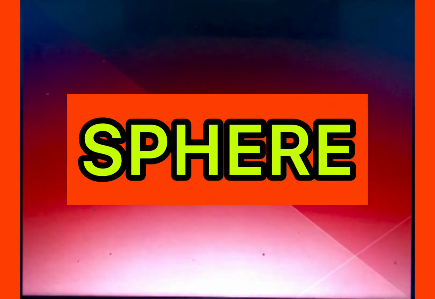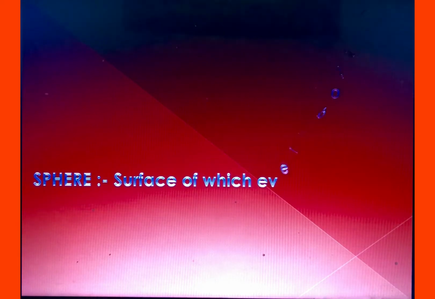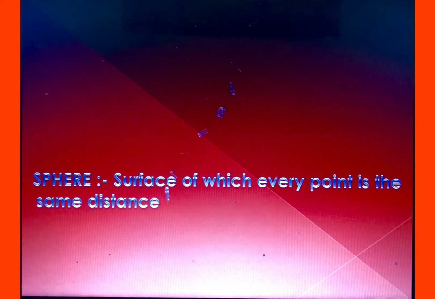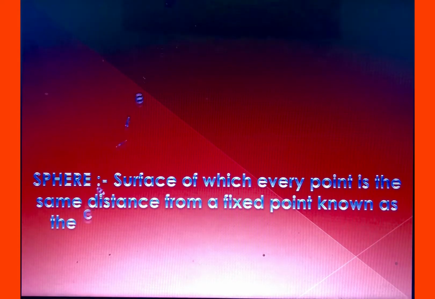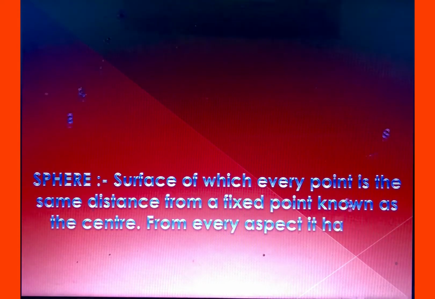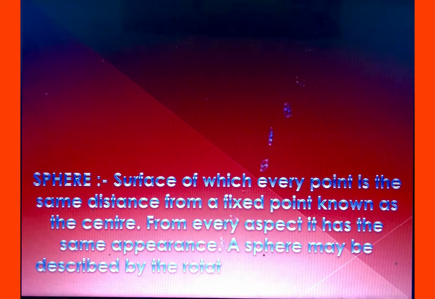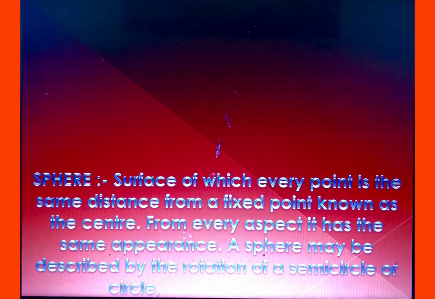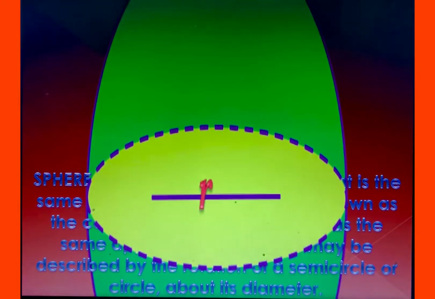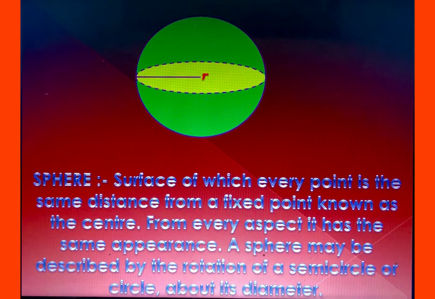After that, taking the next geometrical shape, that is sphere. So what do you mean by sphere? What do you understand by sphere? Surface of which every point is the same distance from a fixed point known as the center. From every aspect it has the same appearance. A sphere may be described by the rotation of a semicircle or circle about its diameter.